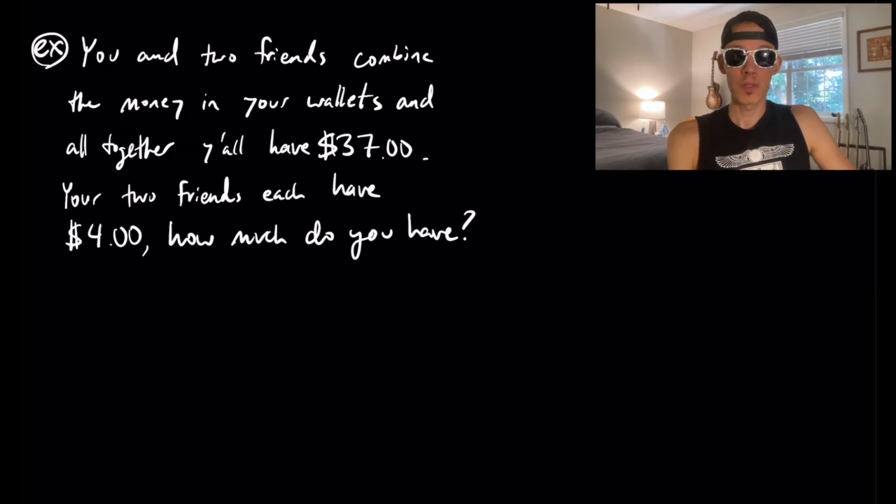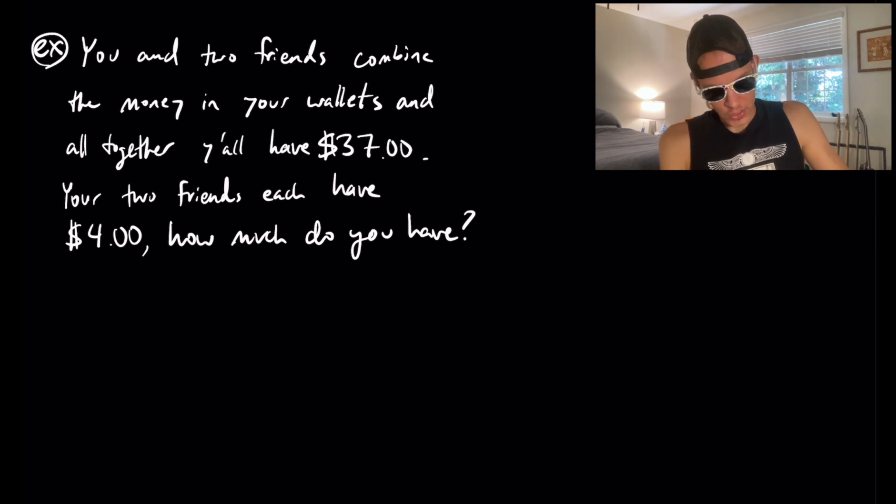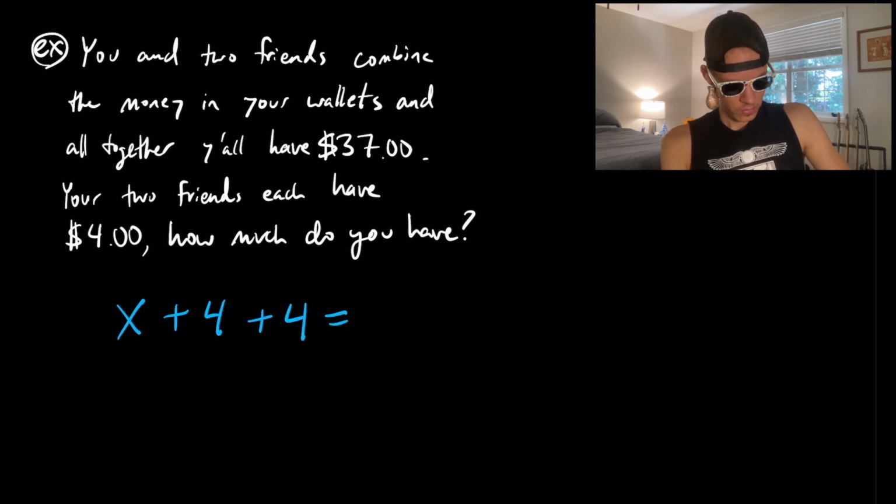All right, a couple word problems to put things into some real-world context. So let's say you and 2 friends, so 3 of you total, combine the money in your wallets, and altogether you'll have 37 bucks. Your 2 friends each have $4. How much do you have? So we know altogether you got 37, and your friends have $4 each, and we want to know how much you have. So since we don't know how much you have, let's call you x, and then your first friend has $4, and then the other friend also has $4, and if you add it all together, you're going to have $37. So before we do anything, let's just combine our like terms.